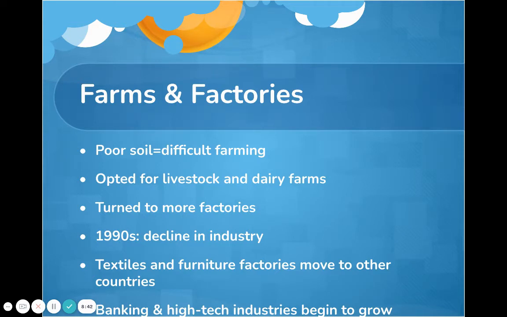But the kind of farming they did was they got into more of having livestock, such as cows and horses and pigs. And that created a lot of dairy farms. Dairy farms are farms with cows where milk comes from. So that was a lot of what that land in the Piedmont region was used for. As time moved on, they got more into having a lot of factories in those big cities. But in the 1990s, the industry began to decline because the U.S. government changed some of the ways things were done, the way trade was done.